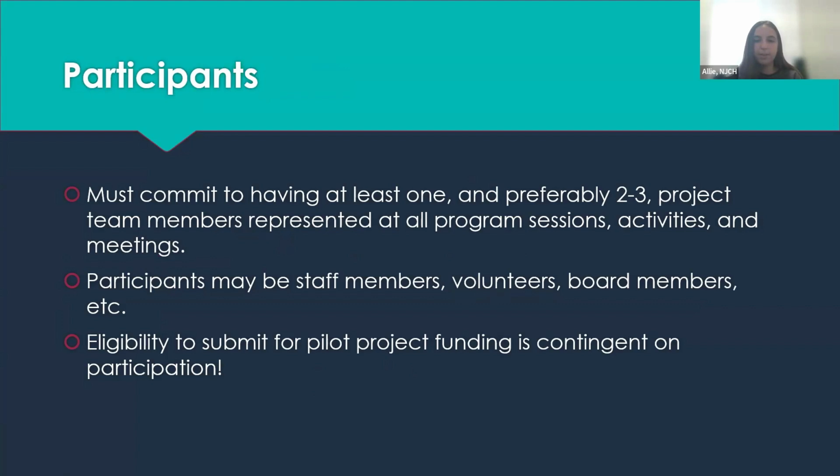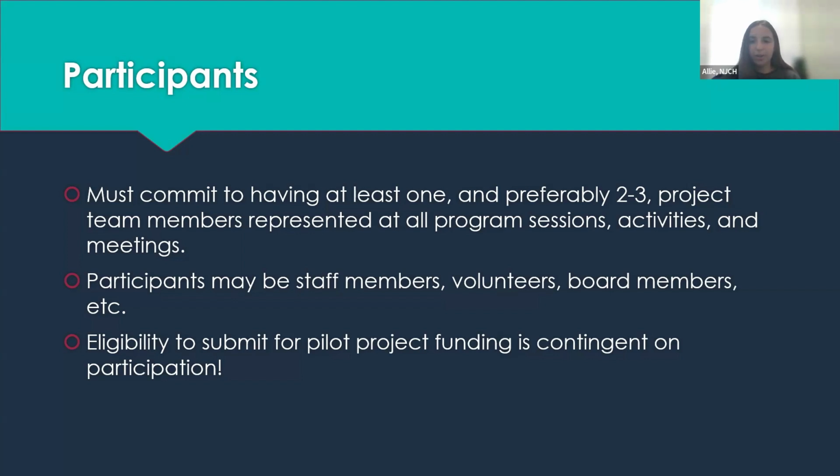In terms of participants, you must commit to having at least one and preferably 2 to 3 project team members represented at all of the program sessions, activities, and meetings. Those people may include staff members, volunteers, board members. It's really up to you and can be anyone who is participating in your community history project and committed to it in some way.